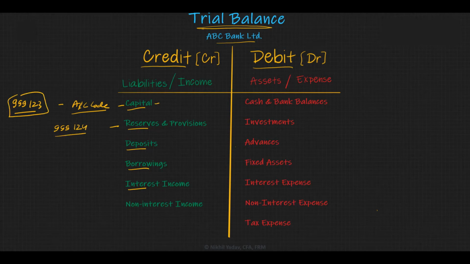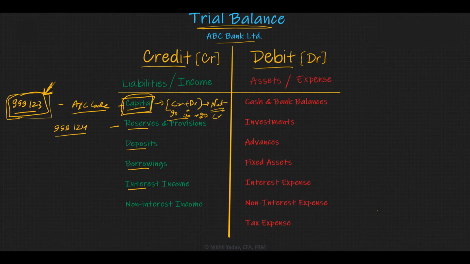So whenever you want to look at all the debits and credits that have happened in this account, you'll have to say bring me the account statement of this GL 999123. Then you'll get all the transactions that have happened in the capital account, because in the trial balance you'll only see the net balance, which will be a credit balance. Let's say in capital total credits were 90 and total debits were 70. So what we'll see here is net 20.